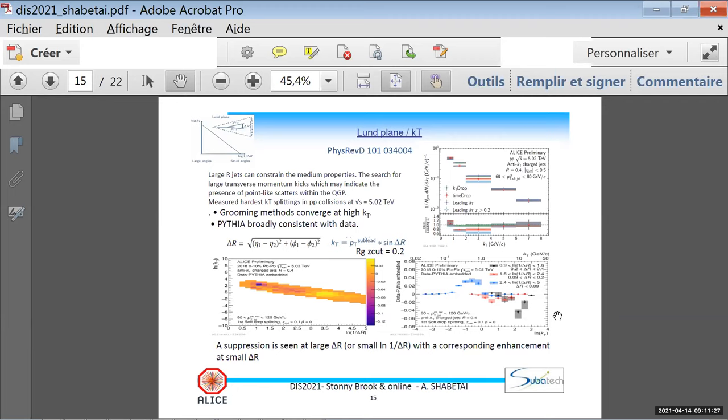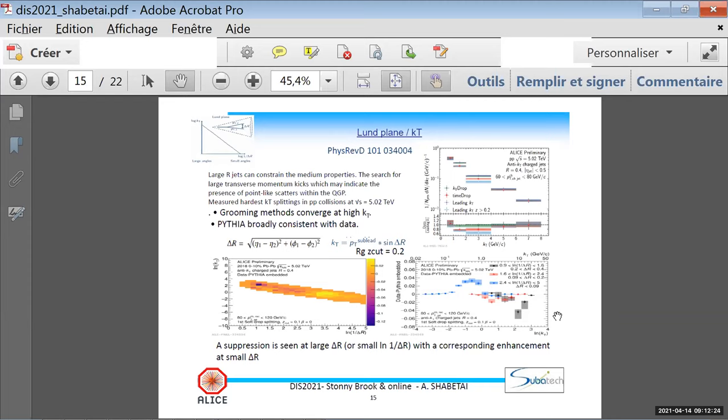So if you look inside this plane, which is defined on the top left, you can make measurements. And if you look at the plots which are on the bottom of the slide, you can see data in this Lund plane. And you can see, if you project them as a function of the log of kT, that you have a suppression seen at large delta R, or small one over delta R, and an enhancement at small delta R. Okay, and basically, it is what we can see there. And I should maybe have started with the pp case.